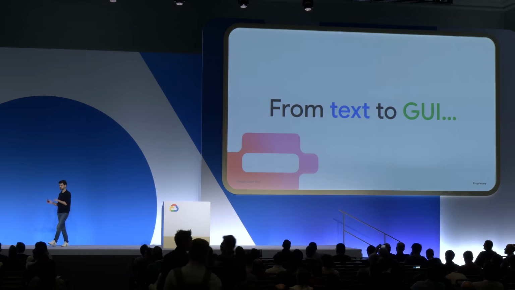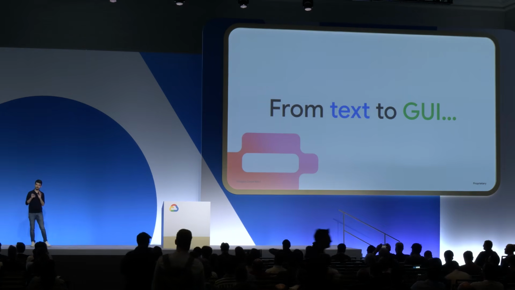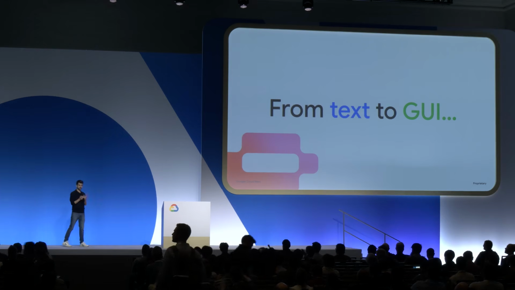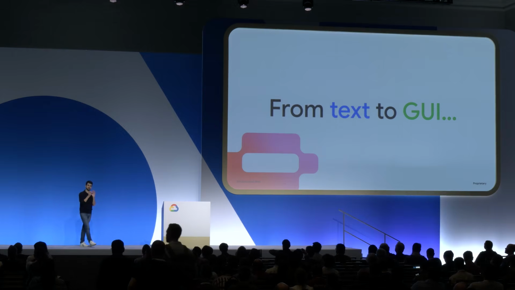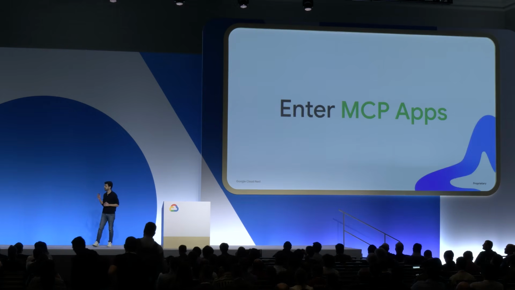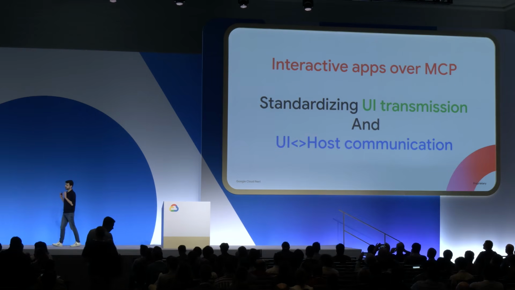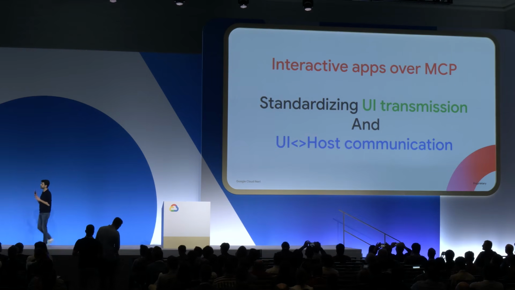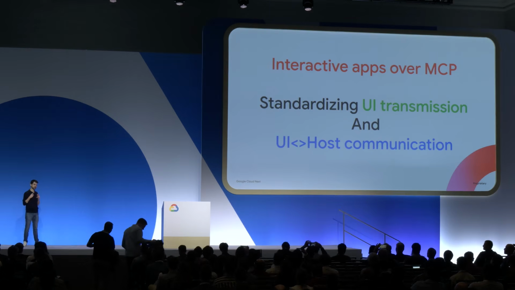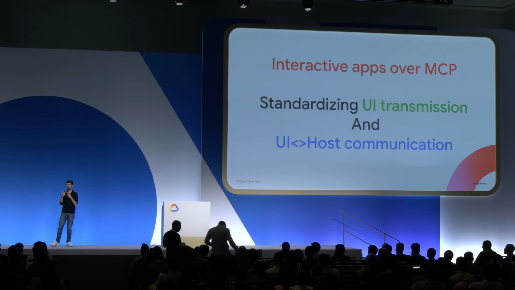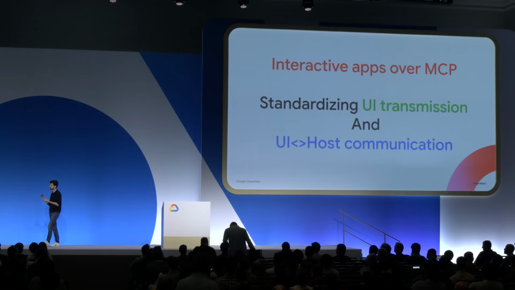So as Alan hinted at, text isn't enough. So what is? How do we transition from text into rich graphical user interfaces? That's exactly why MCP Apps was created. It's the official extension to MCP. It's how we do interactive apps over MCP, standardizing transmission of UI to clients, and the communication protocol between clients and UI.